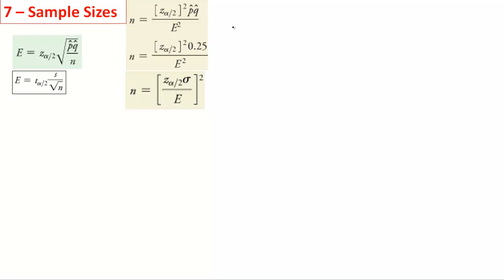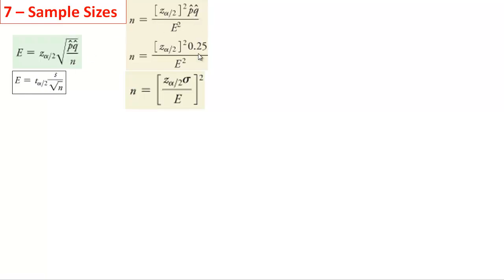Let's look at how to compute sample sizes necessary to keep our confidence intervals within a certain margin of error. So on the left-hand side, we have the two formulas for calculating a confidence interval when we have proportions, and then when we have means, right? We're trying to do a population mean, and we don't know the standard deviation of the population. That's why we're using the t and the s instead of a z and a sigma.